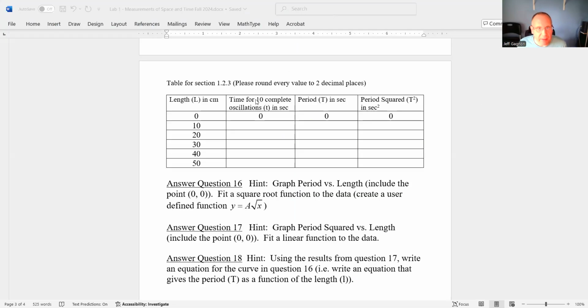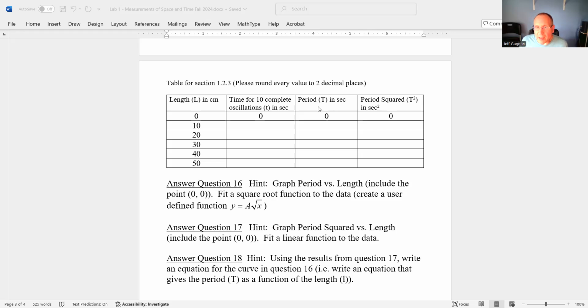Okay, so now we have our times. Oh, actually, I just noticed in this particular table, I think I changed this in the lab manual. I actually have you do it for 10 oscillations. So it doesn't matter if it's 5 or 10. In this case, let's assume we did 10 oscillations for each of those lengths. So we measured the time for 10 oscillations.